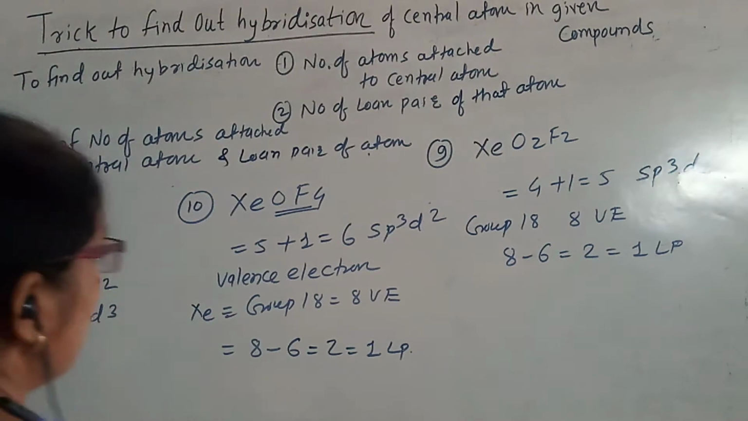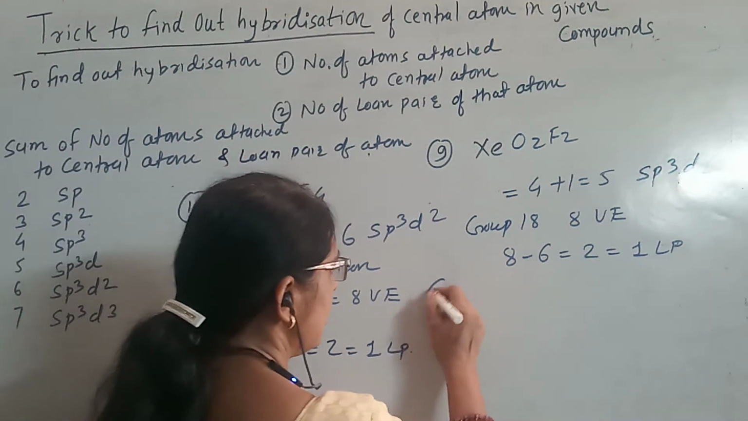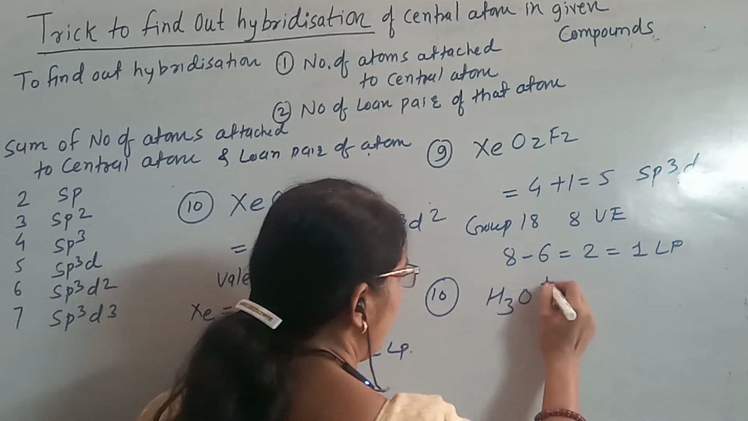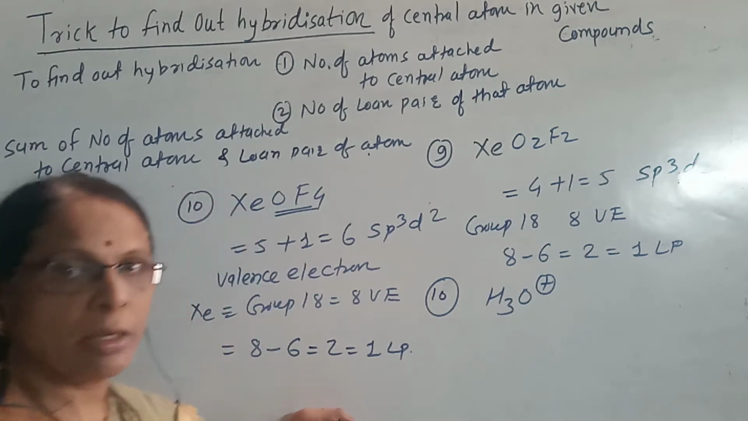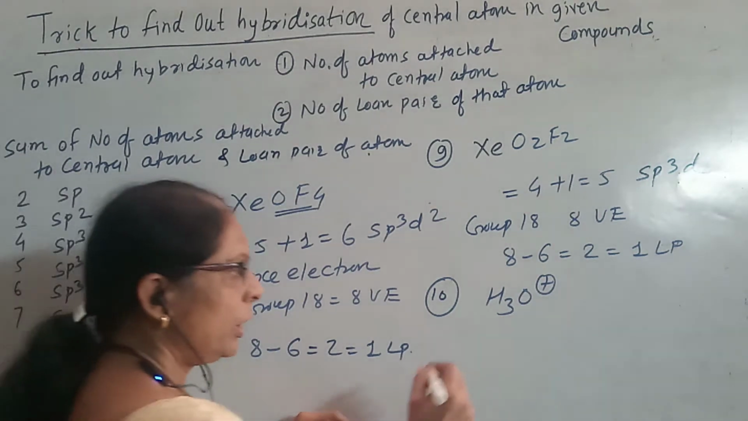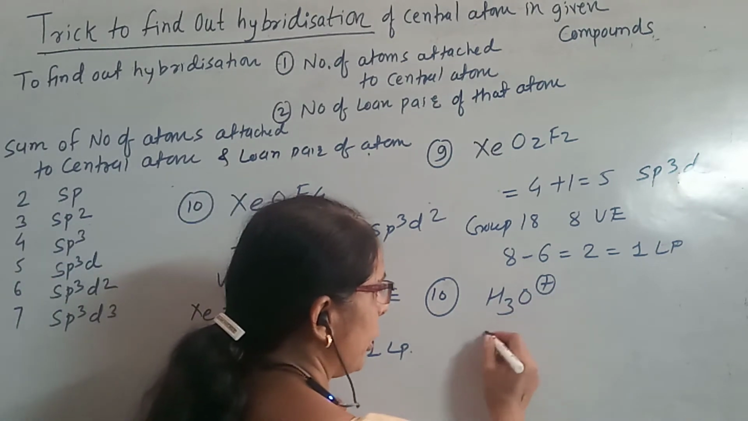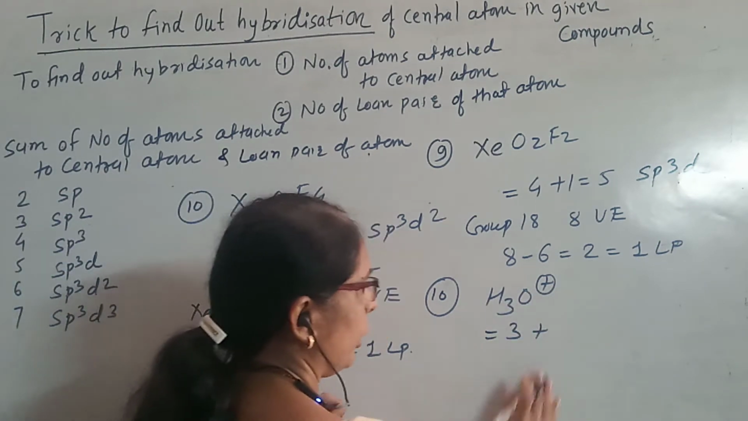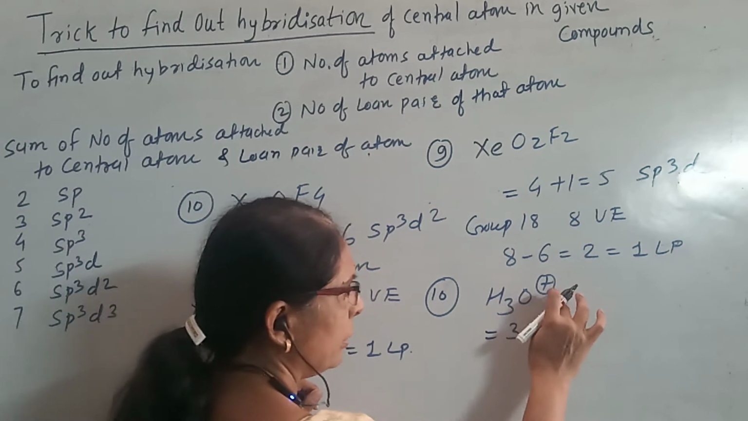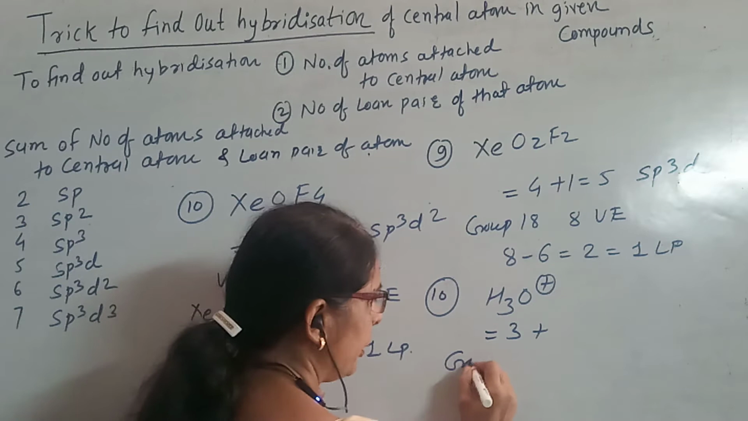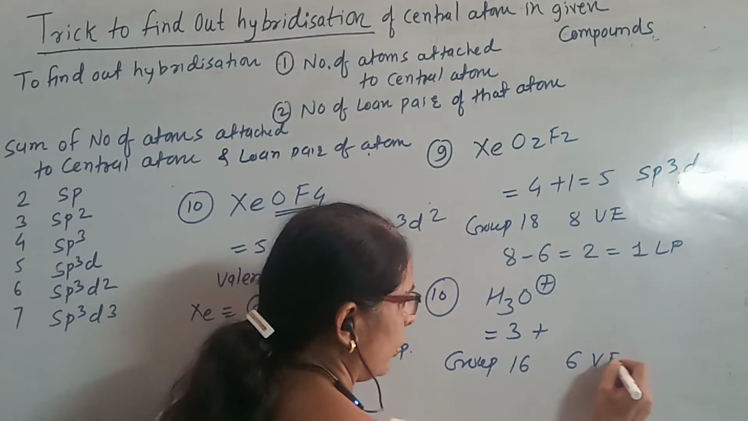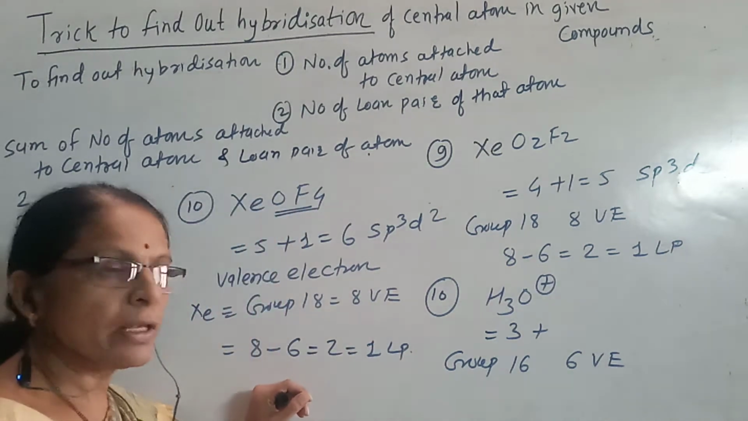Now let us consider some of the ions. Suppose we consider H3O+, the hydronium ion. We have to find out the hybridization of the hydronium ion. In hydronium ion, oxygen is bonded with 3 atoms. Now, when there is a cation or anion, oxygen is a group 16 element. Group 16 element has 6 valence electrons.